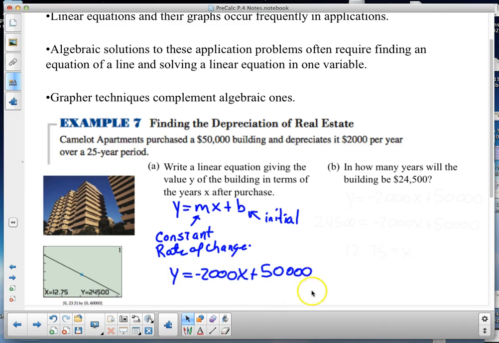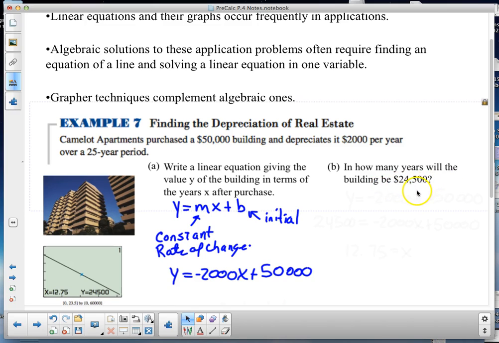Okay. Now, I can put this stuff into my calculator, just to see what that graph will look like, it comes down here. It starts out at 50,000 and depreciates 2,000 per year as I go down. Now, how many years will the building be 24,500?